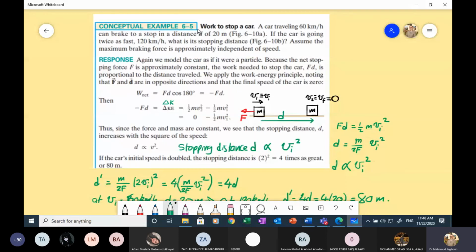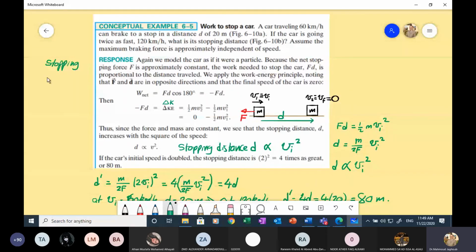This is taken straight out of your book, Work to Stop a Car, which is how much work is required to stop a moving car. A car traveling at 60 kilometers per hour can brake to a stop in a distance d of 20 meters. This car, which is moving at 60 kilometers per hour, when you apply the brakes, can stop in a distance of 20 meters. We call this the stopping distance, which is how long you need to stop the car.